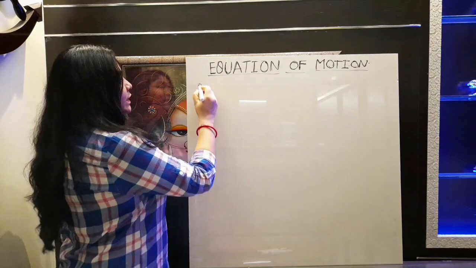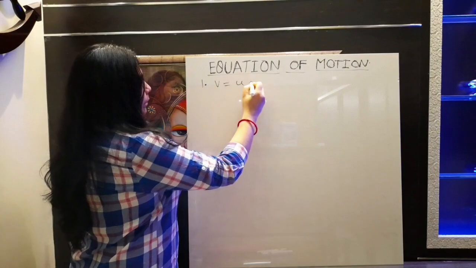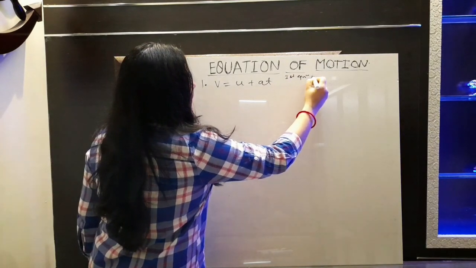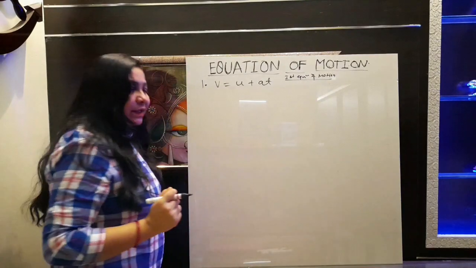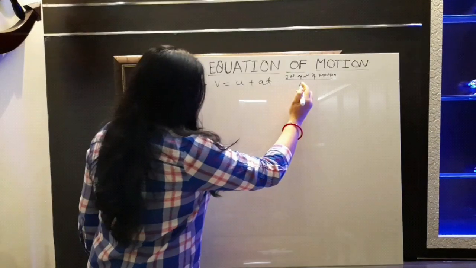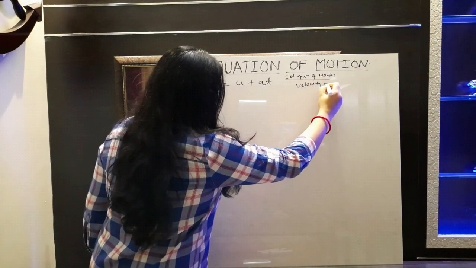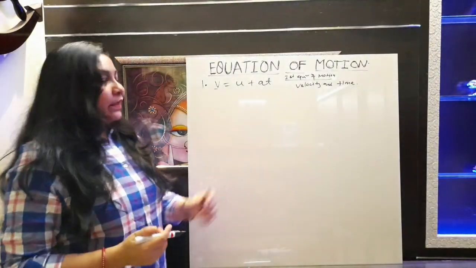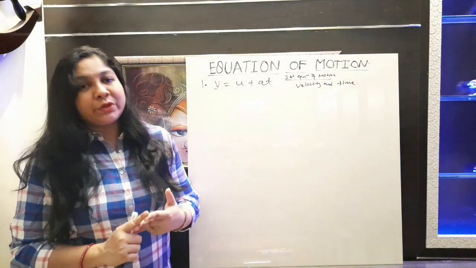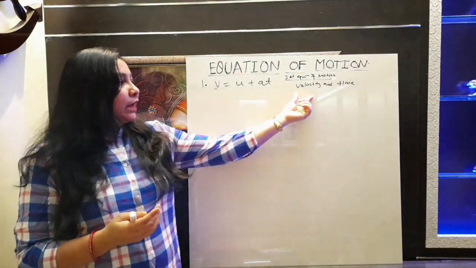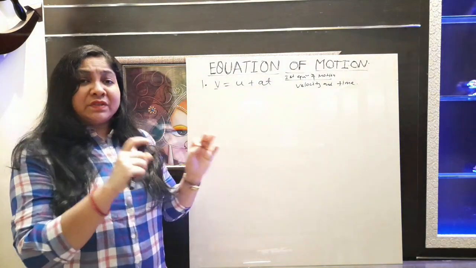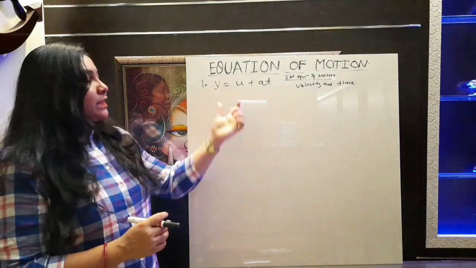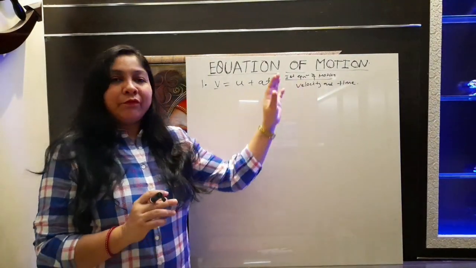There are three equations. The first equation of motion is V = U + AT. If you look at this equation, you can easily understand that it gives the relationship between velocity and time. Here V and U are velocities and T is time. So this equation, the first equation of motion, is also called the velocity-time equation, because it relates velocity and time. So V = U + AT is the first equation of motion, also named the velocity-time relationship.